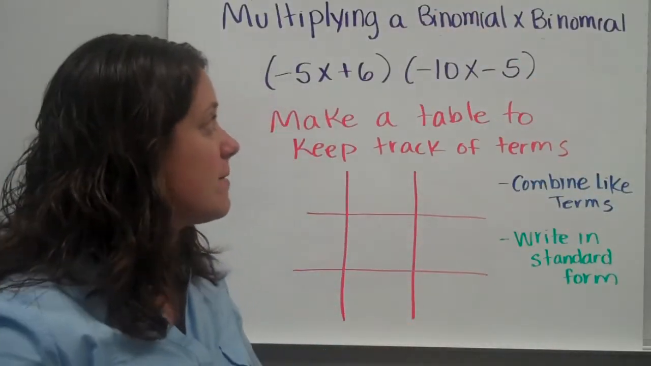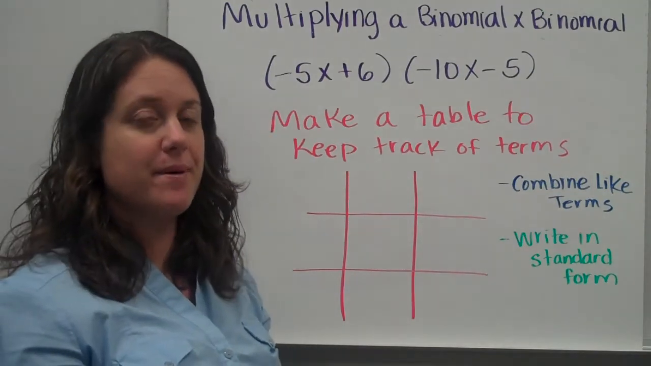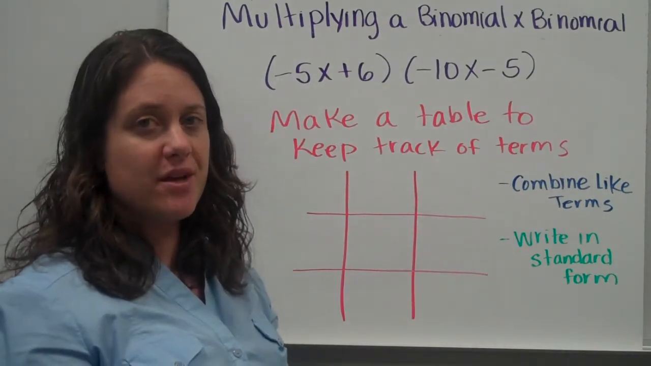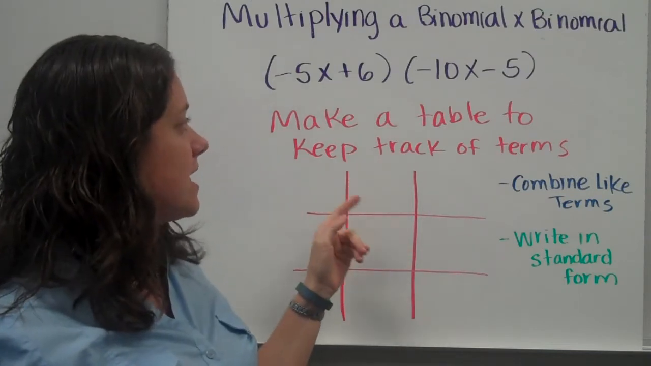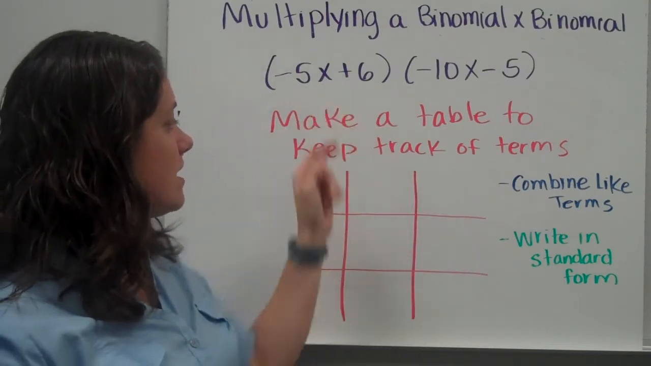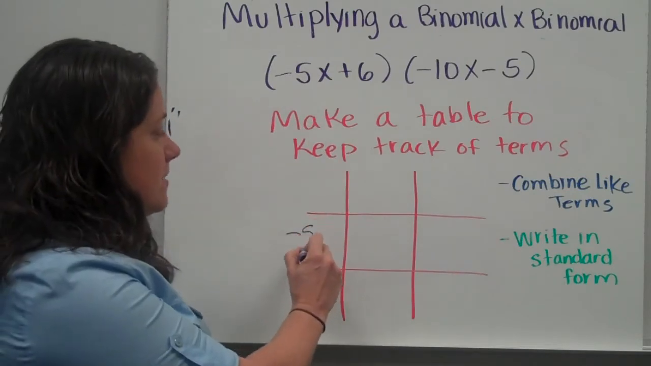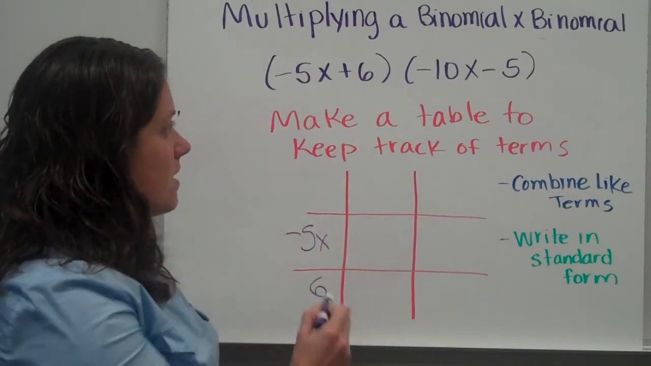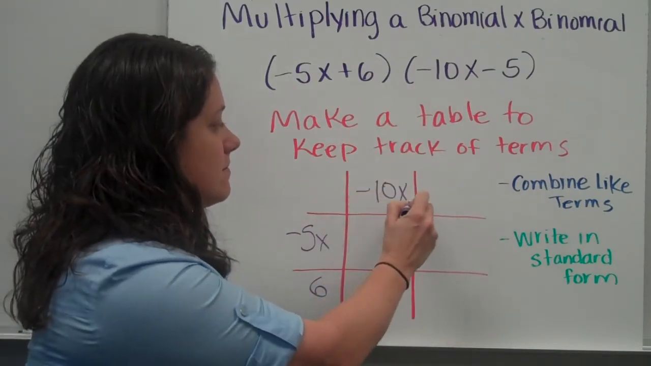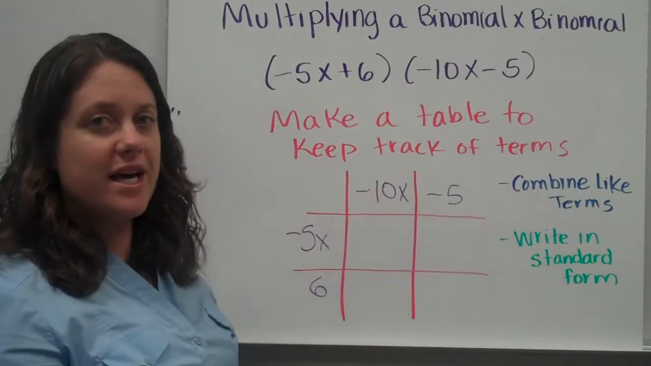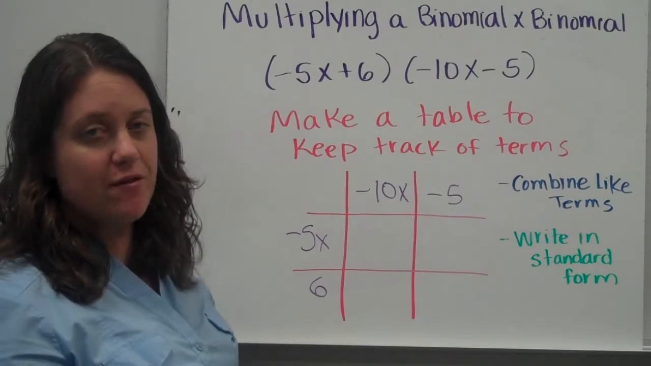Okay, so now let's talk about multiplying a binomial times a binomial. There are two different methods. The first method is making a table. If you make a table to keep track of all your terms, you can write these two terms at the side of your table, and then these two terms at the top of your table. Then all you're going to do is multiply and fill in the table.